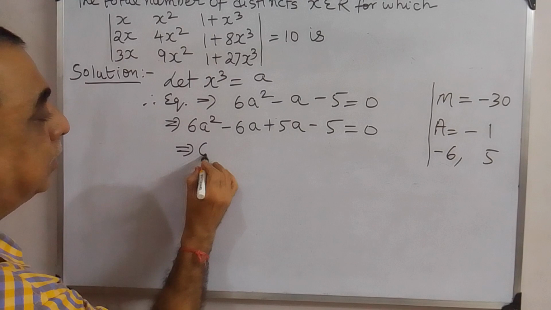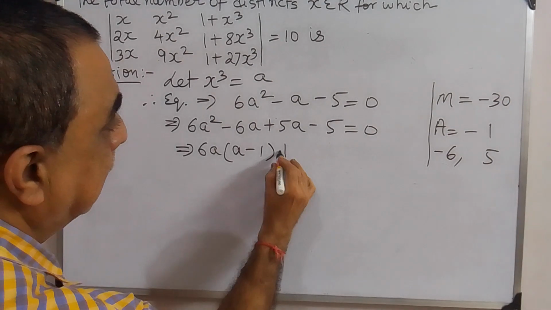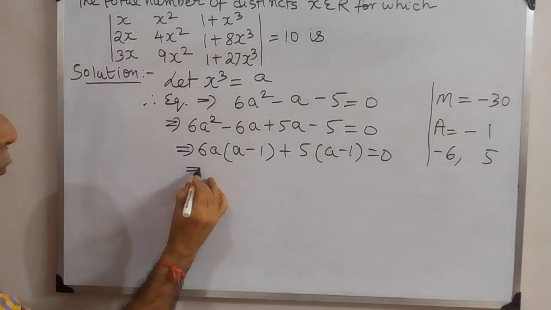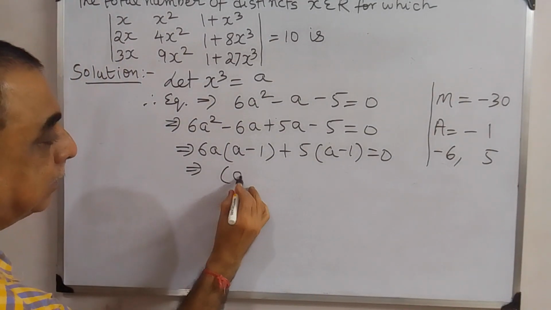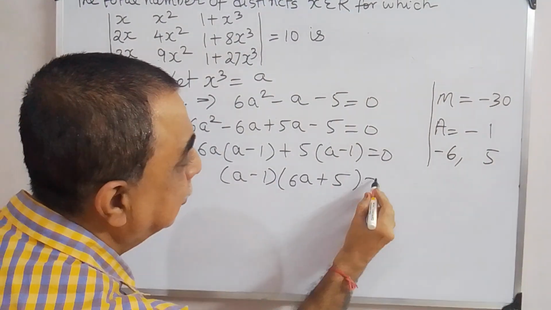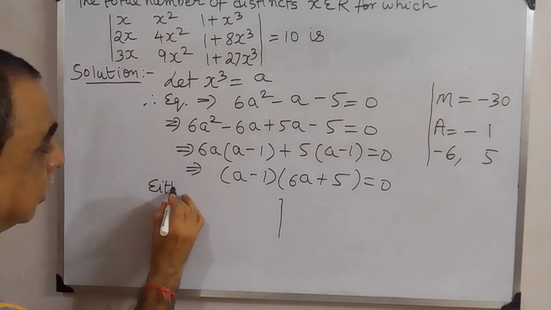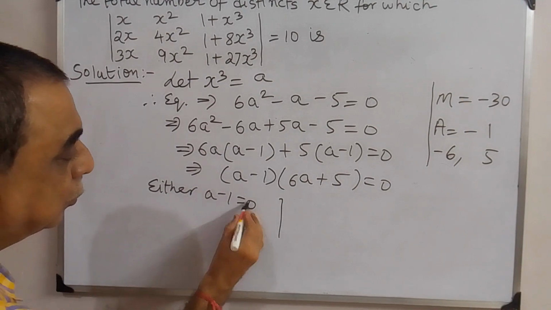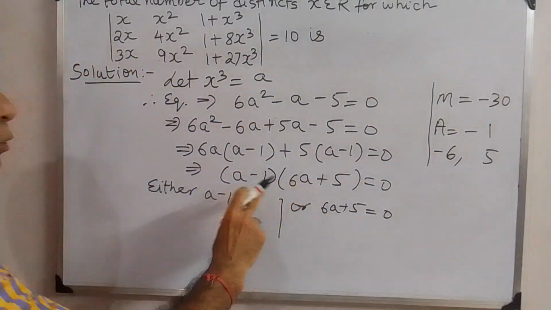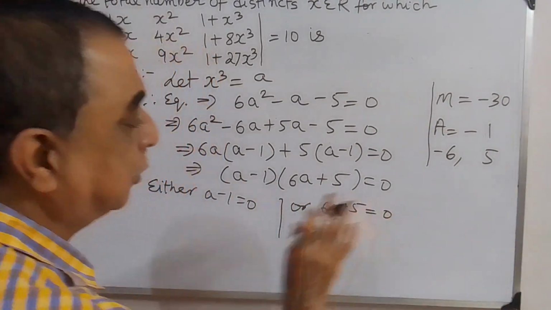So take 6A common from here, so this is A minus 1, and 5 common from here, so this will be A minus 1, equals 0. Here A minus 1 is in both the brackets, so take that common: A minus 1 into 6A plus 5 equals 0. So either A minus 1 equals 0 or 6A plus 5 equals 0, because when the product of two expressions is 0, then at least one of the two expressions will be 0.